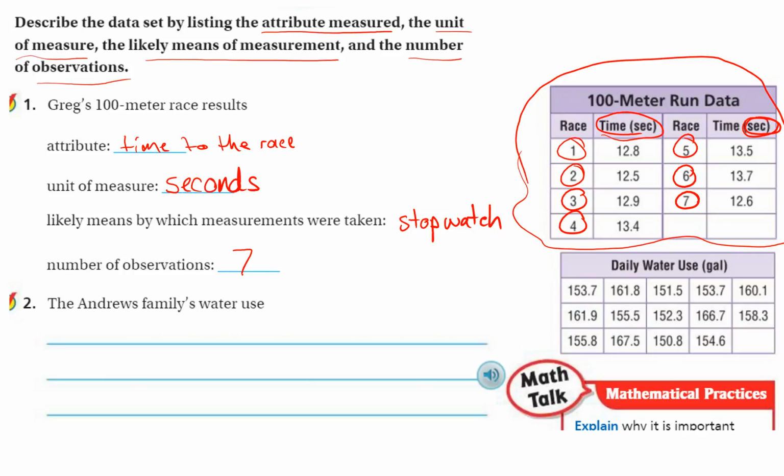All right, let's look at number 2, the Andrews family's water use. What attribute were they measuring? So we're going to find these same things. What attribute were they measuring? They were measuring daily water use. So, let's see, how do I want to put that? Yeah, amount of water used each day.